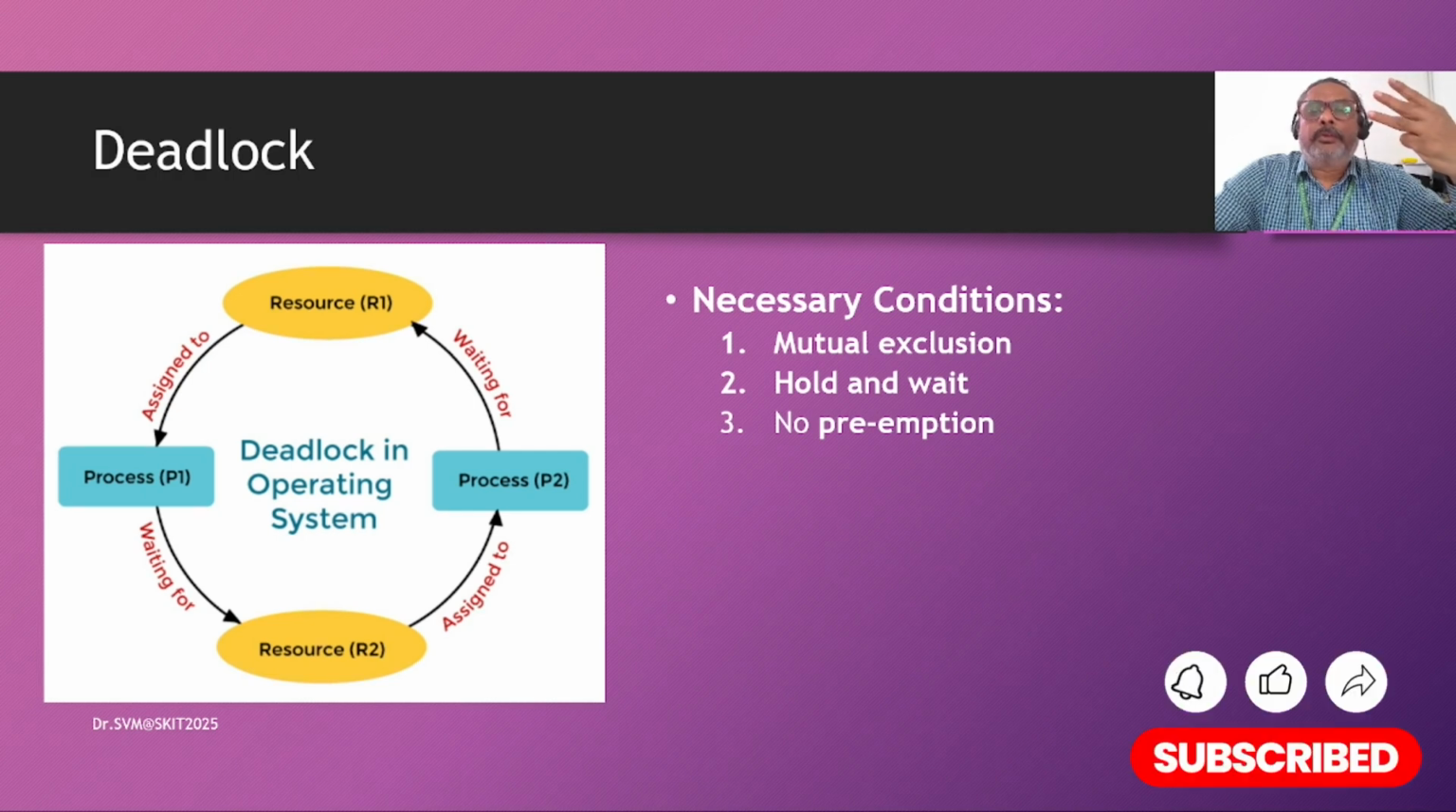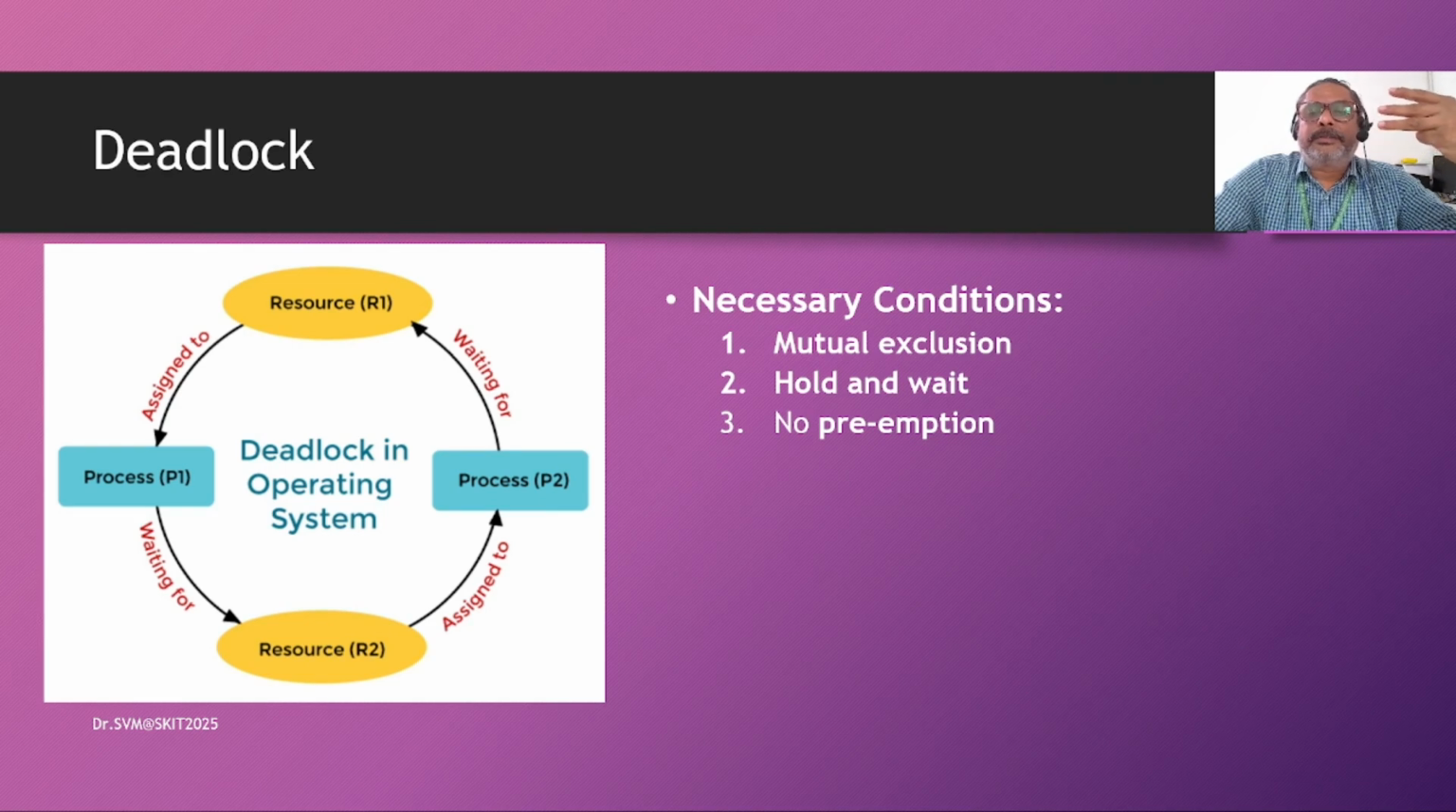Third is no preemption. That means the process will stop by itself only when it feels its work is over, and only then will it come out of the running state. The external agent, like the operating system, kernel, or any other process, cannot stop a running process, so no preemption is possible. And mainly, circular wait is the fourth culprit.